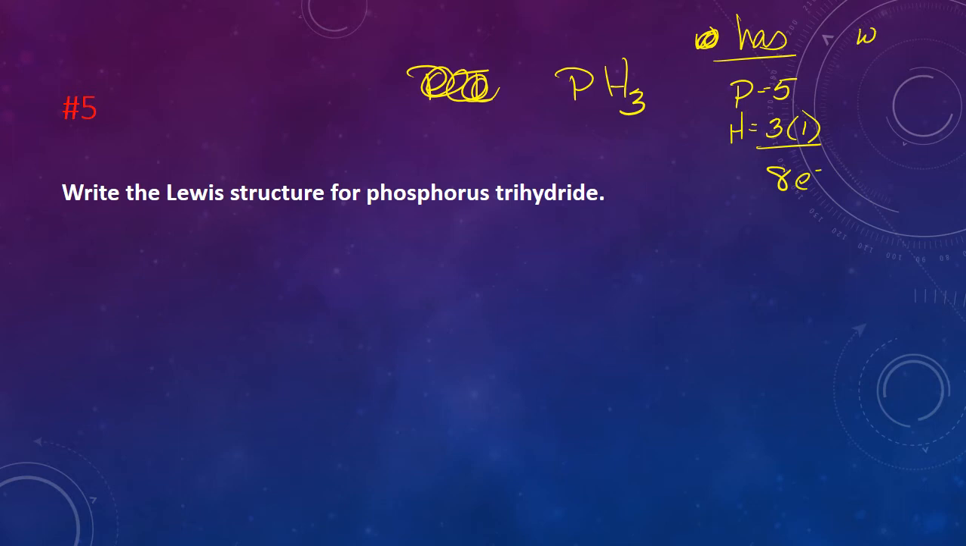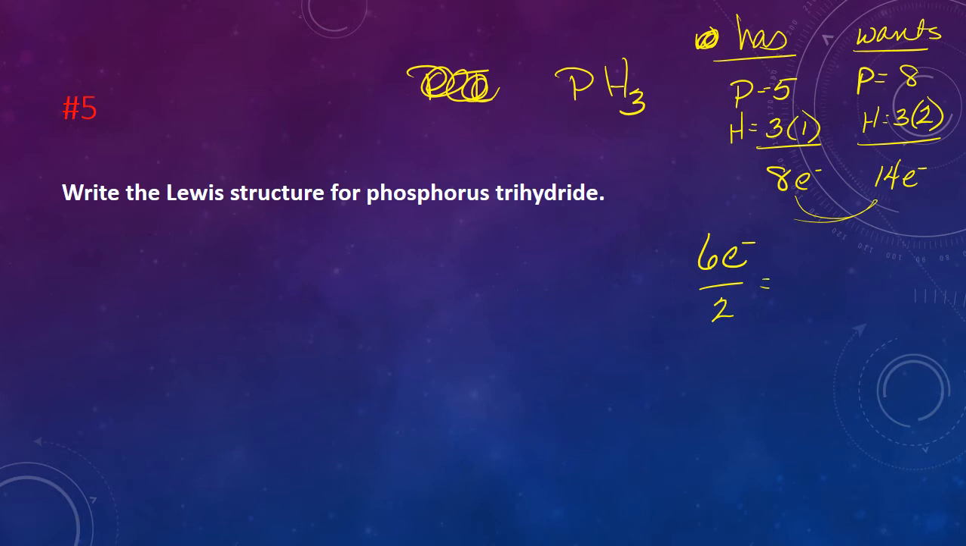Now we have to figure out how many it wants. Phosphorus wants 8. Hydrogen has 3 atoms, and each one of these atoms wants 2 electrons. So we end up with 14 electrons. What's your next step? Well, you do need to subtract these. So when I do that, I end up with 6 bonding electrons. These are the ones involved in bonds. Dividing by 2 so I can get the number of bonds gives us 3 bonds.